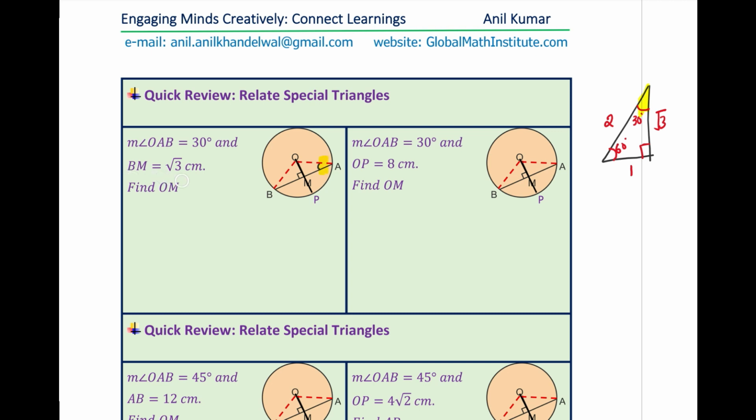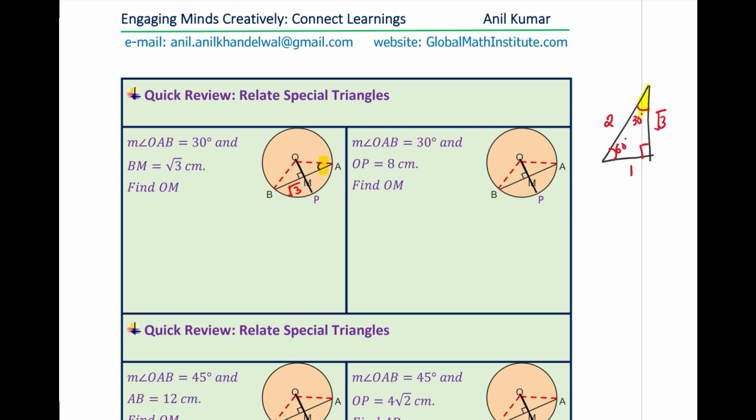Side BM is square root 3. Now when I say that BM is square root 3, that also means that AM is square root 3 and the total length will be 2 square root 3, right? We have to find the value of O2M, but anyway. So this is square root 3 for us.